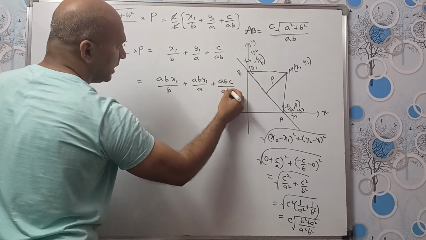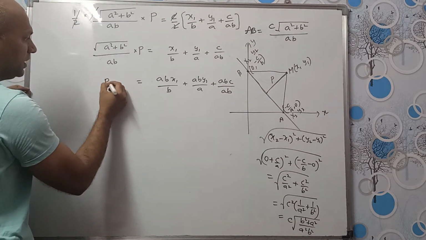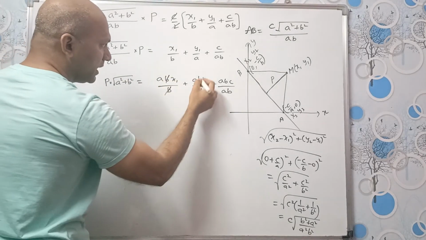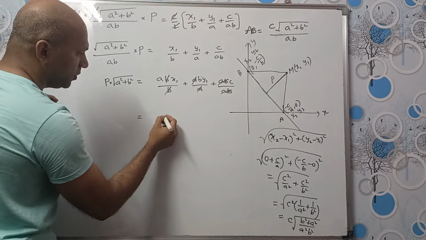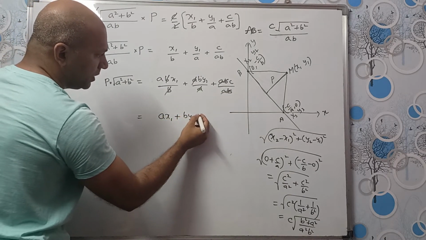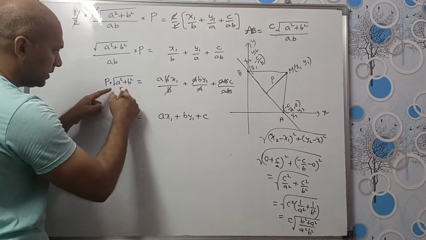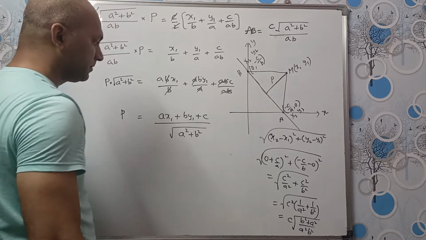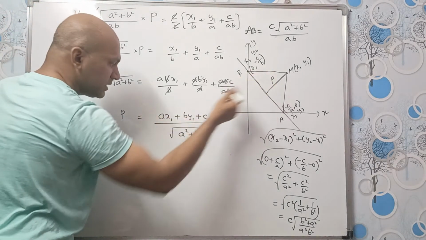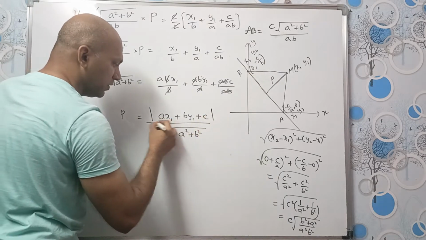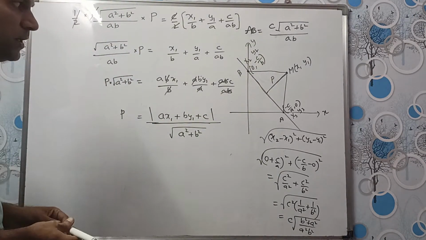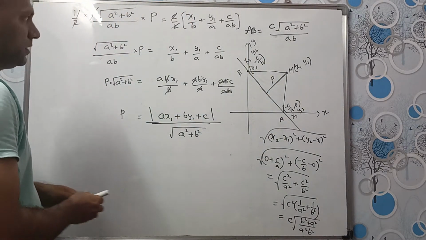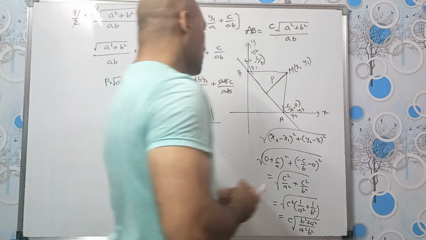ab and c divided by ab will come here. And this is p multiplied by root a square plus b square. So b b cancel, a a cancel, ab cancel. What do we have? We have ax1 plus by1 plus c. And this root goes on the other side, becomes denominator, right? So since this is the distance, it cannot be negative, right? So we write modulus here. Hence this is the perpendicular distance of a point from a straight line. Okay, I hope this is clear. This is the derivation.